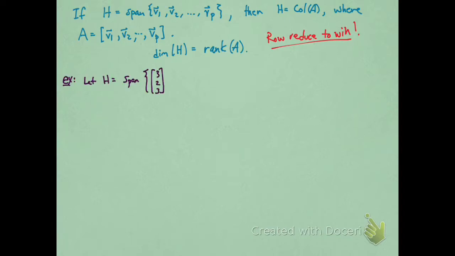So let's look at some examples. Suppose H is the span of these four vectors: 3, 2, 3; minus 6, minus 4, minus 6; 9, 7, 6; 0, 2, minus 6. Let's compute the dimension of H.